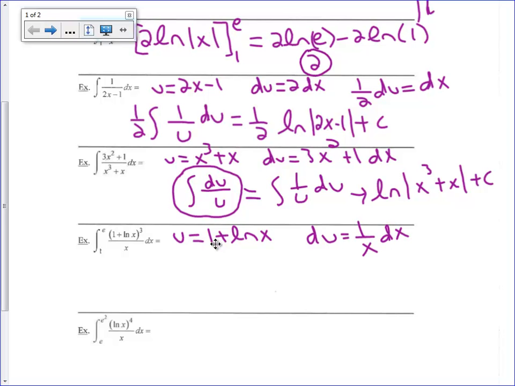The derivative of 1, remember, of course, is 0. The derivative of natural log of x is 1 over x. That's exactly what I have left over. The x is on the bottom, the dx is out to the side. This is equal to du.